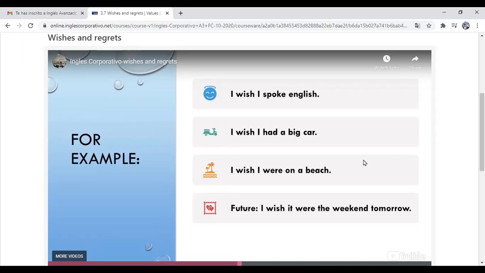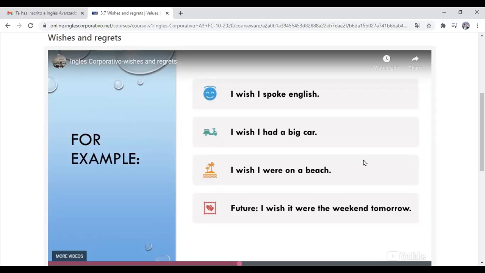I wish I had a big car. Desearía tener un gran carro. Okay. I wish I were on a beach. Desearía estar en la playa. Or I wish it were the weekend tomorrow. Me gustaría que fuera fin de semana mañana. Exactly. So all those wishes, you use the simple past structure.